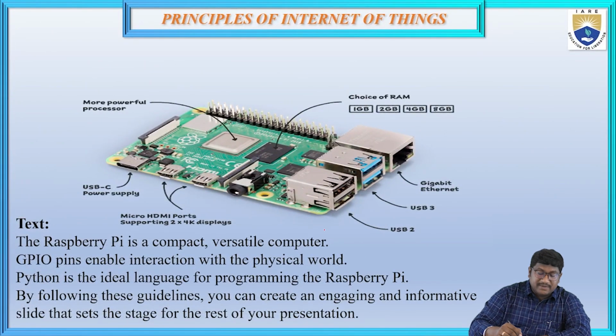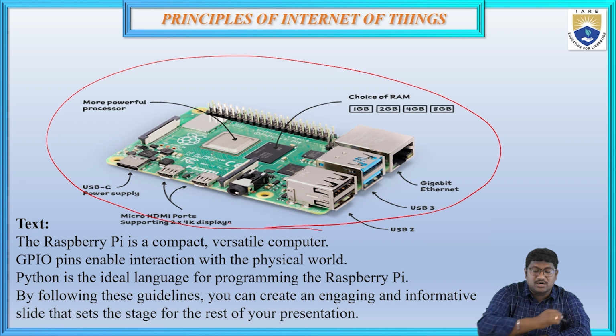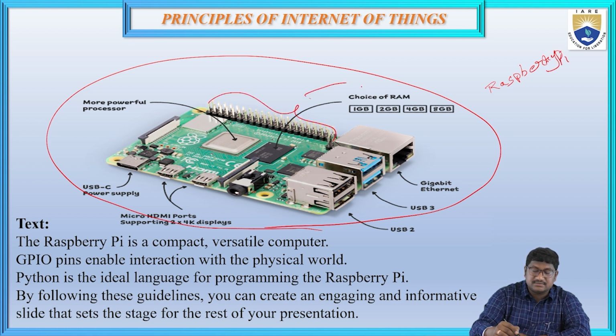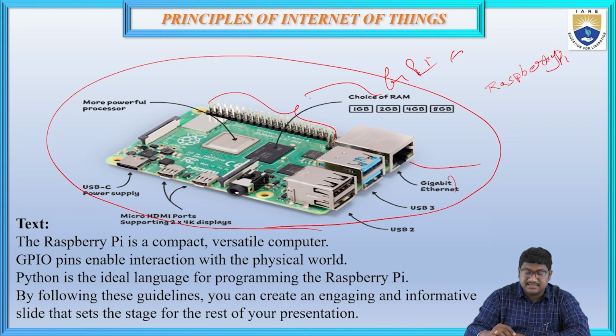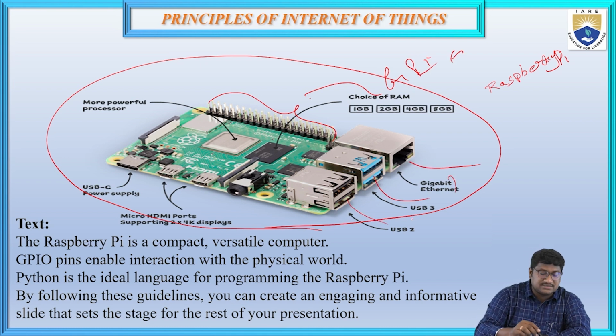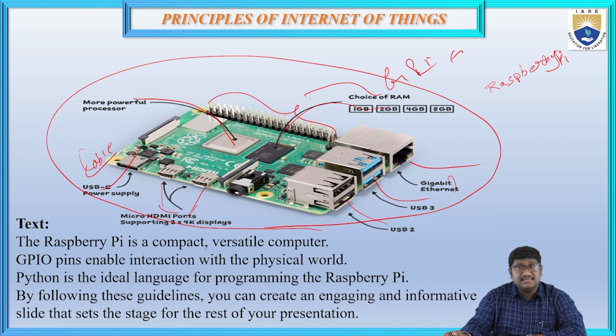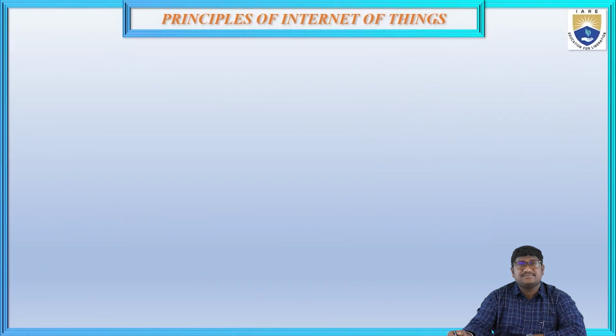And this is the Raspberry Pi board which is shown to you on screen. These are GPIO pins. And this is Ethernet. And these are USB slots. And this is the power supply, USB-C cable. And these two are micro HDMI ports which are given. And this is the most powerful processor. And this is the choice of RAM, which depends on your requirement at the time of the project which you are implementing. These are the things which are shown to you, guys.